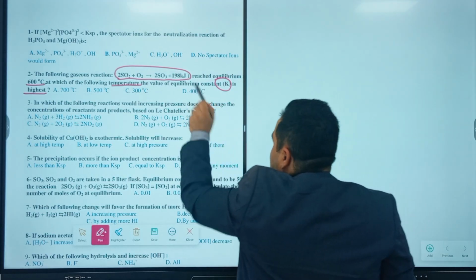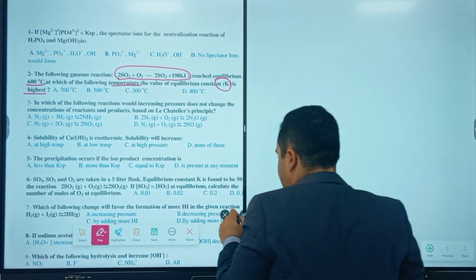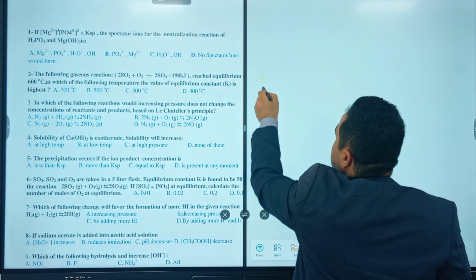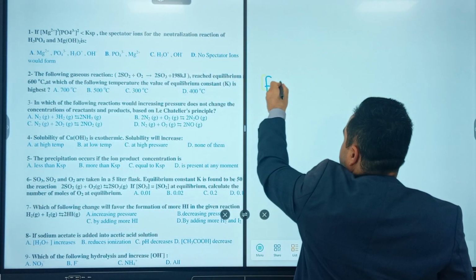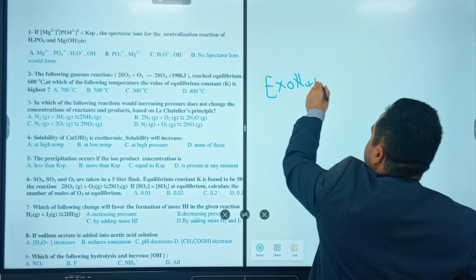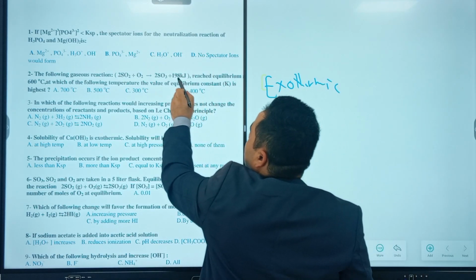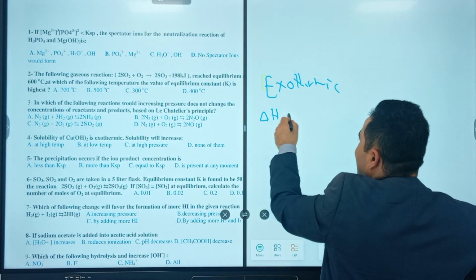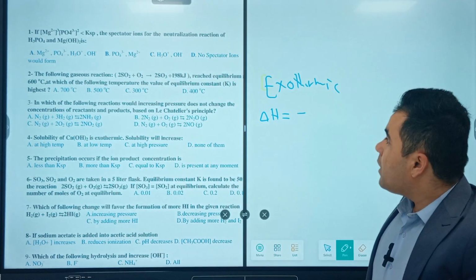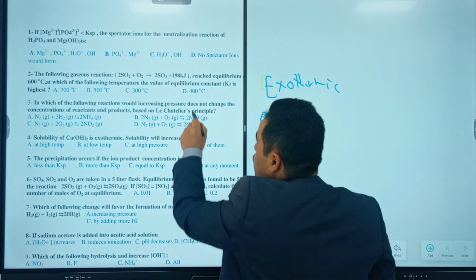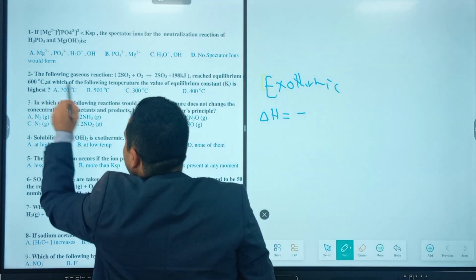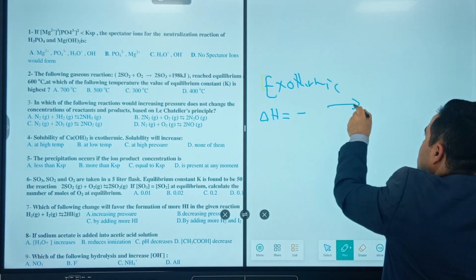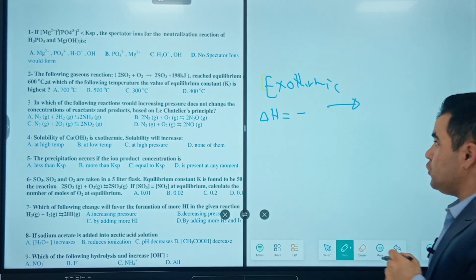Based on the given reaction, the reaction is exothermic, because the energy is written in the products. If it's exothermic, that means delta H is negative. The question asks at which temperature K is highest. Highest K means the reaction must go forward due to temperature.